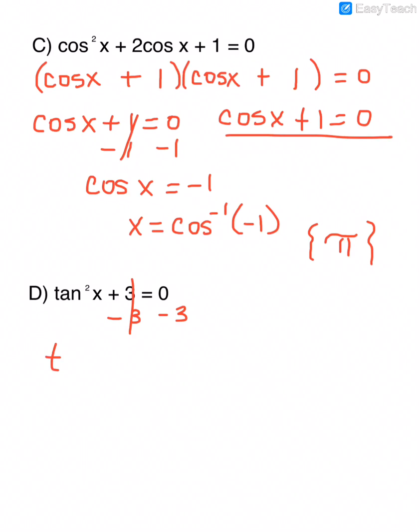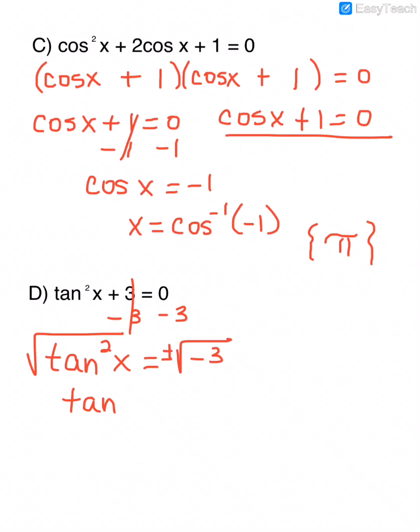And I get tangent squared x equals -3. And then we take the square root of both sides, which would take the square off the tangent, and I get tangent of x equal to plus or minus the square root of -3. Well, that's an imaginary answer. So we're looking for real number answers, so this would just be no solution.